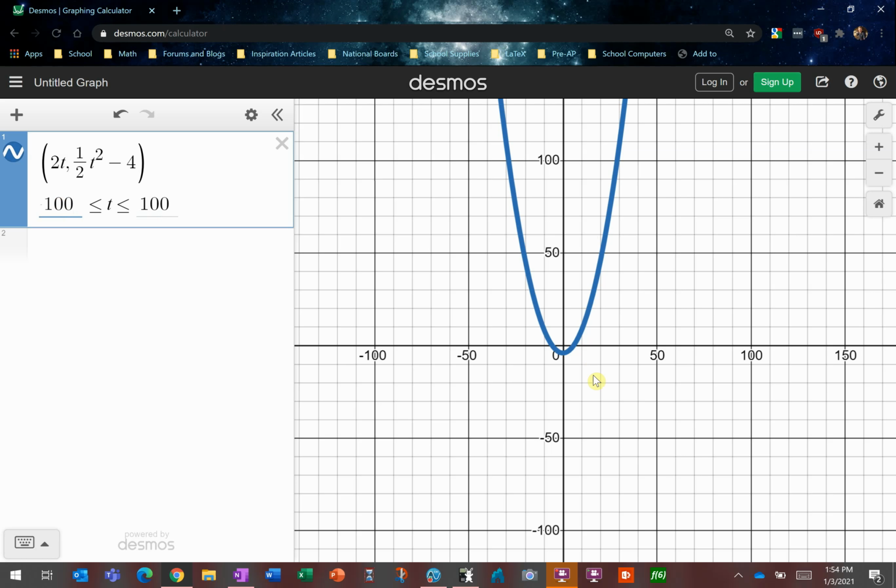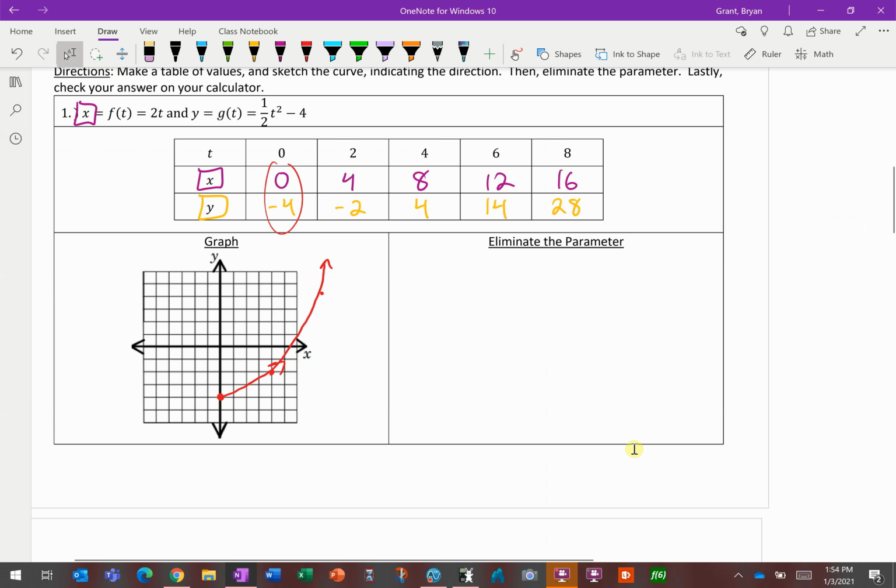But what if it's a quartic? What if it's to the 4th power? Because that would look like a parabola. Or to the 6th power. How do we know for sure? So seeing the shape of the graph is nice. However, we're going to go a little bit further, and we're actually going to find the equation in y equals f of x form for this.